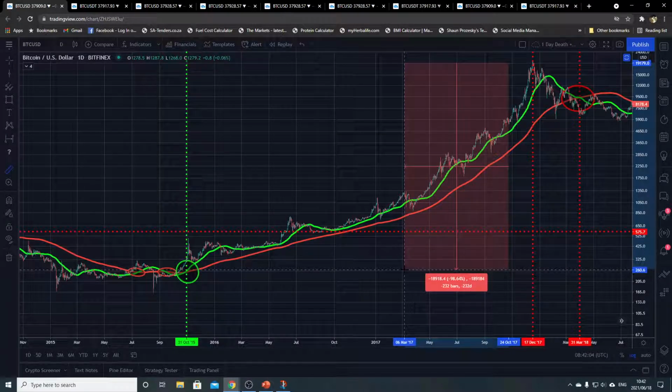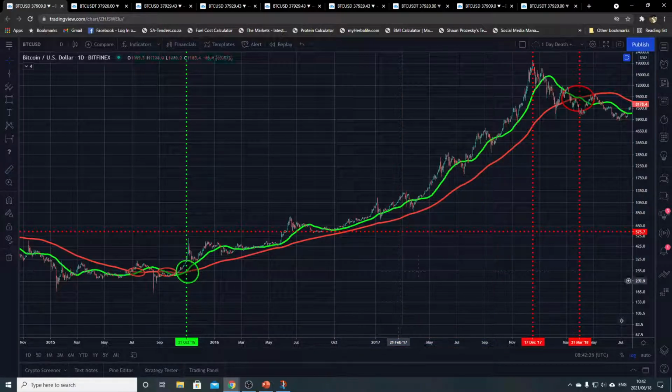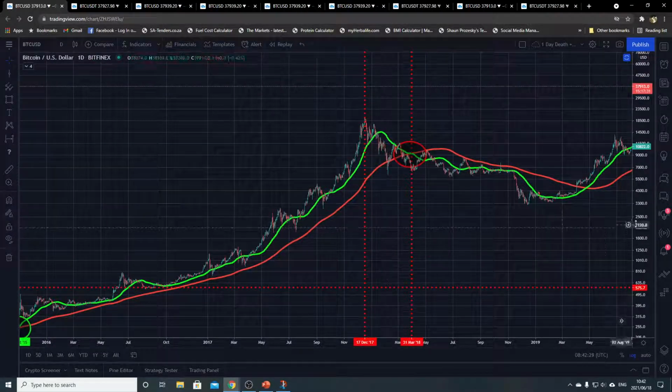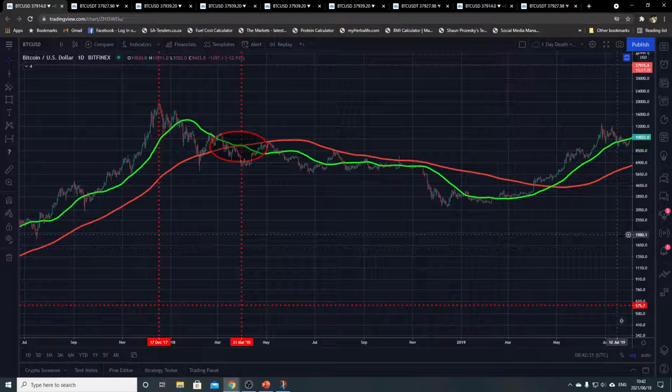Okay, so now we take a measured move from the market cycle top in 2017 down to where we got the golden cross. That is now 98.67%, guys. That's almost 100%. Okay, a 100% increase. That's astronomical, guys. Come on. That's just crazy.